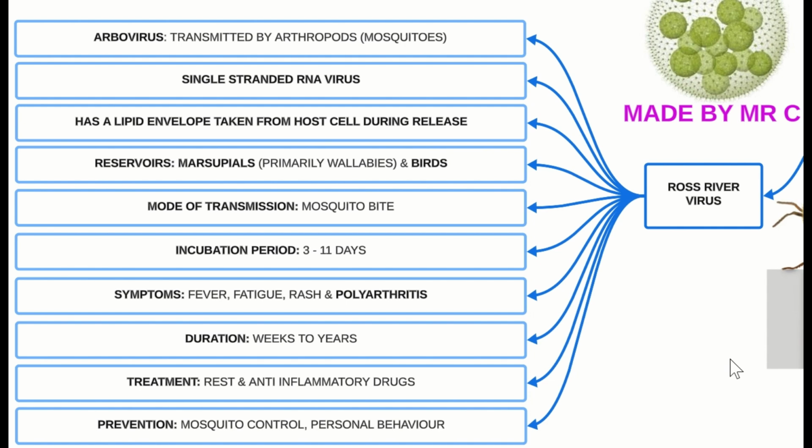Now, with the symptoms, they're quite general, but the one that stands out is polyarthritis. Polyarthritis is the inflammation of many joints all at once. The duration can be weeks normally, but in some cases it can last years. Treatment is rest and anti-inflammatory drugs. Prevention is the control of mosquito numbers and personal behavior like wearing loose clothing and not going out at dusk.